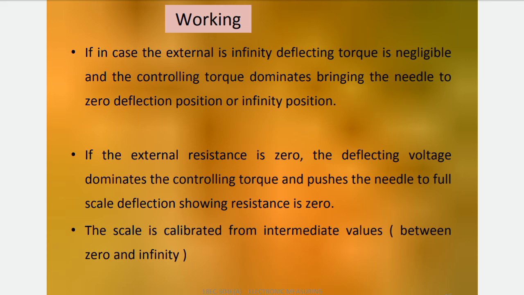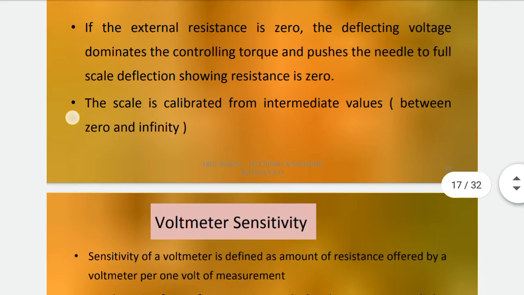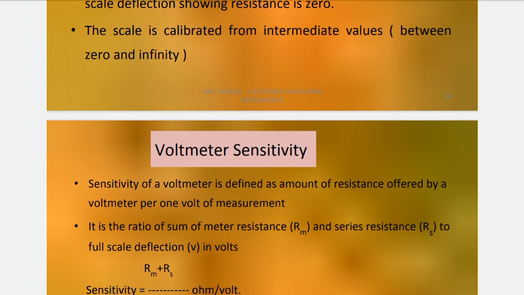In case the external resistance is infinity, the deflecting torque is negligible and the controlling torque dominates, bringing the needle to the infinity position. If the external resistance is zero, the deflecting torque dominates the controlling torque and pushes the needle to full scale deflection, showing the resistance is zero. The scale is calibrated for intermediate values between 0 and infinity. This is all about the working action.